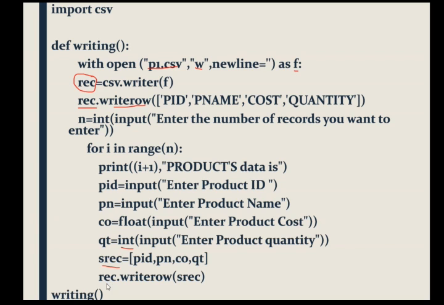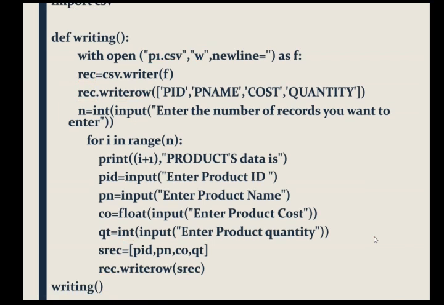Then I have written rec. Now this rec is a writer object, rec.writerow, and I have passed this particular sequence srec. Now what it will do, it will write this sequence onto the writer object, that is rec. Clear? And now I have called this function. So let's see what output we get.